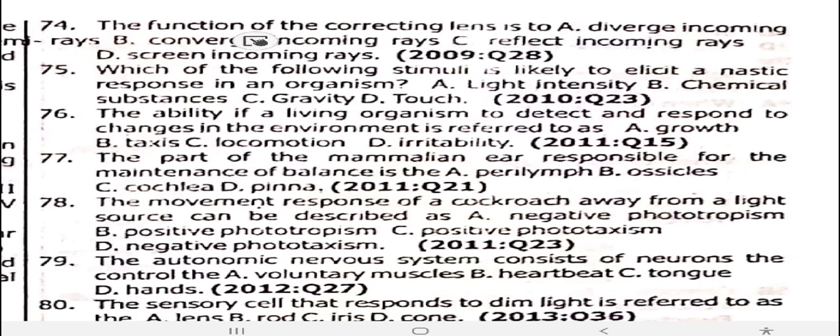The function of the correcting lens is, 74, converging incoming rays, option B. So to correct long-sightedness, you use a converging lens to converge incoming rays. But for short-sightedness, you diverge the incoming rays. 75. Which of the following stimuli is likely to elicit a nastic response in an organism? Touch. Nastic response. 75.